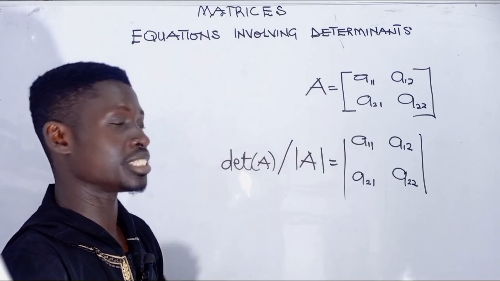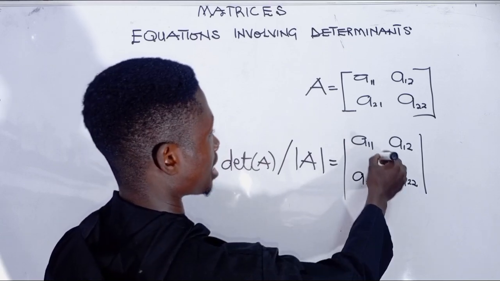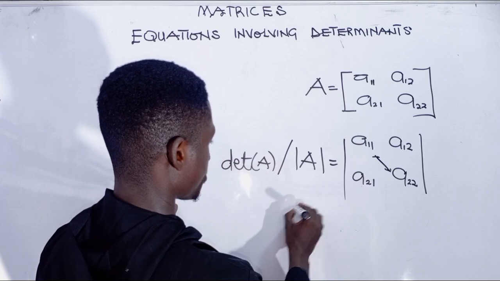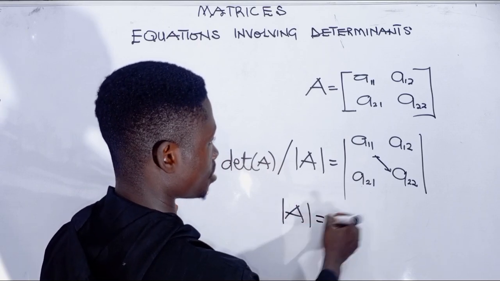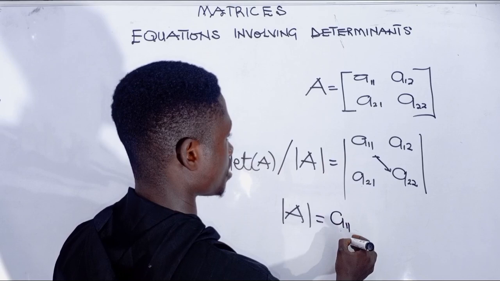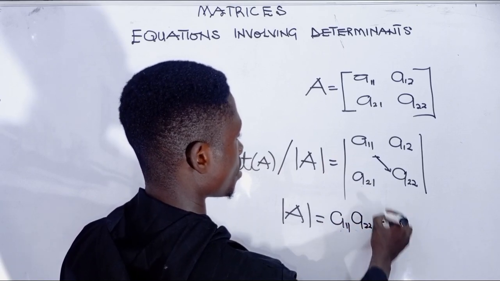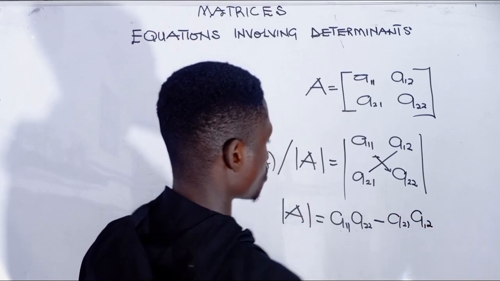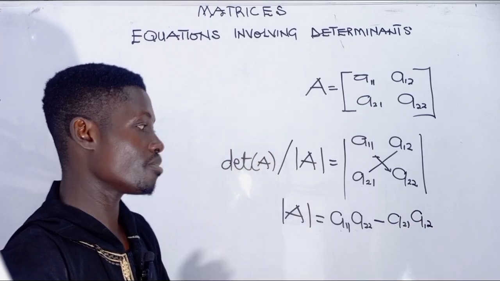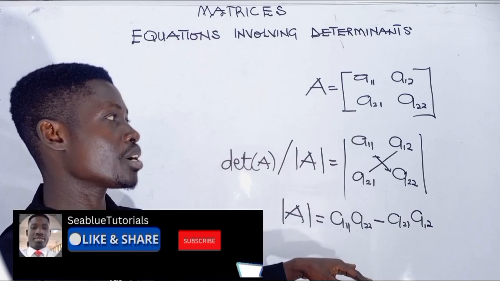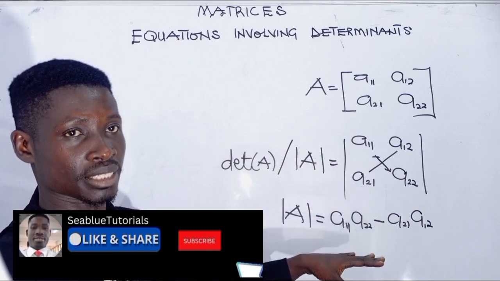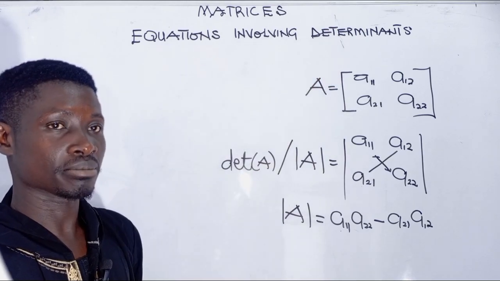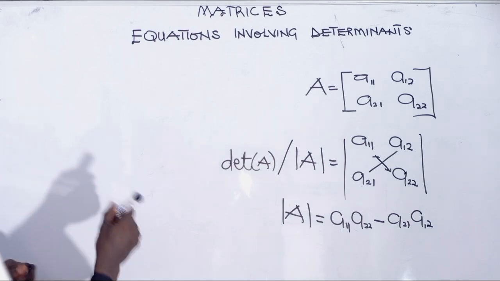To proceed to find your determinant, what we do is to find the cross product of the entries. So we are going to get the determinant of A to be A11 multiplying A22 minus A21 multiplying A12. So this is how we find the determinant of a 2 by 2 matrix. We are going to base on this concept of determinant to solve equations involving determinants. So let's consider this equation.